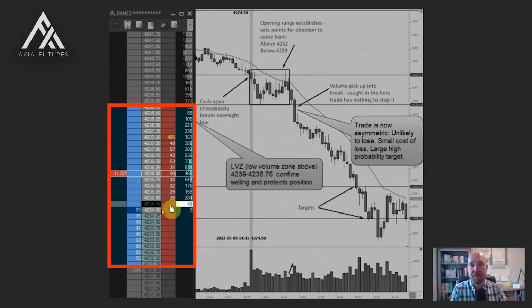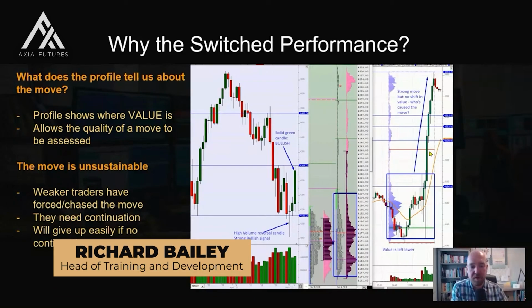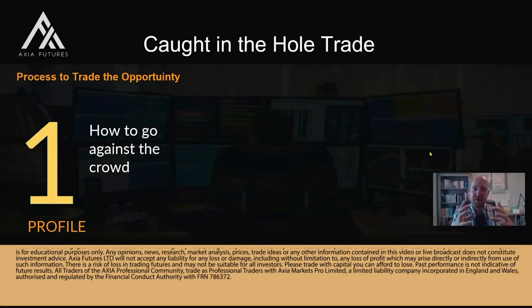The snap through the level is everything that you want, because that says to you the market's being controlled by sellers. This is a trade that I call a caught in the hole situation. Now, with a caught in the hole situation, this allows you then to essentially go against the crowd. The structure tells you this is weak. However, that's just the profile structure.